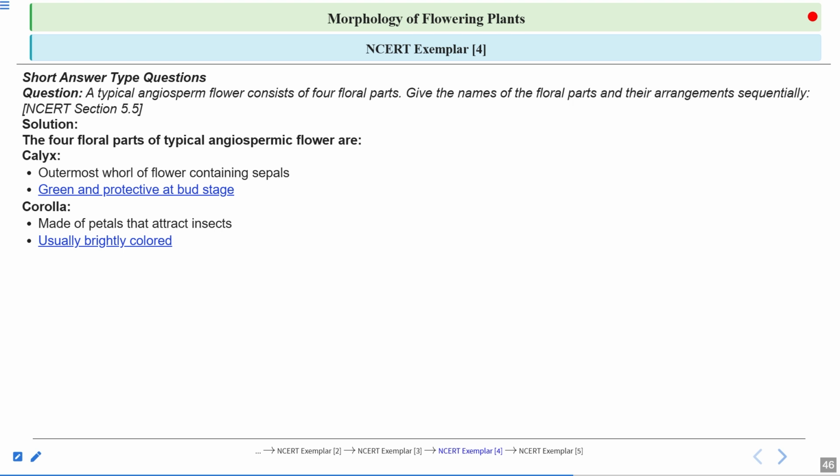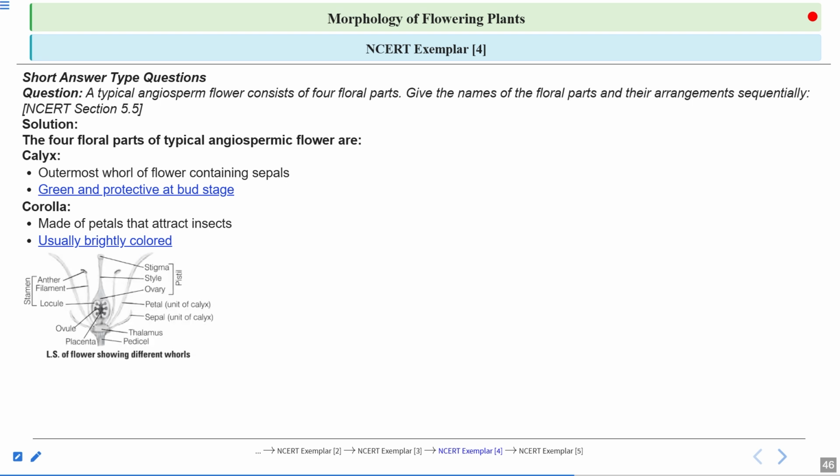Usually bright in color. This we have already discussed. So here you can see the flower, okay? The outer whorl is called sepal, the unit of calyx. The sepal is the unit of calyx, and all the sepals unitedly are called calyx. Now the next whorl, that is petal, the unit of corolla, not the calyx, the unit of corolla, petals. Right?